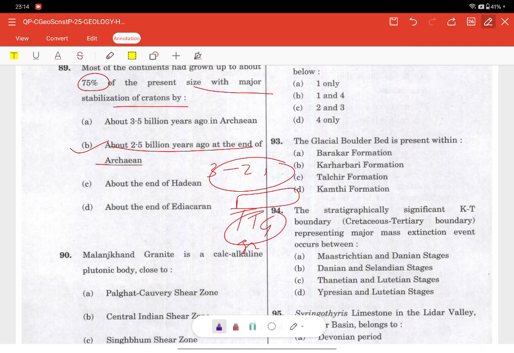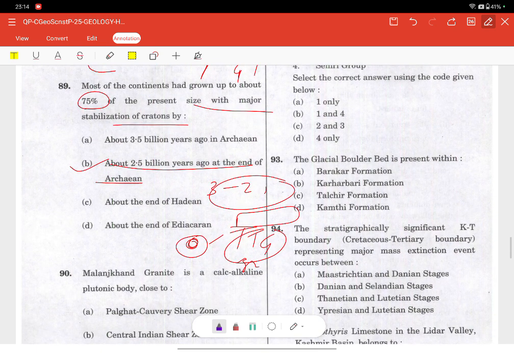By 2.5 billion years, there is this Archean-Proterozoic boundary. Most major continental nuclei, the cratons, were established by then, and they covered almost 70 to 75% of the present continental volume. So what they are telling is that earlier there was juvenile crust generation, after that accretion of TTGs happened, formation of greenstone-granite terrains happened, and around 2.5 billion years we have these major continental nuclei.